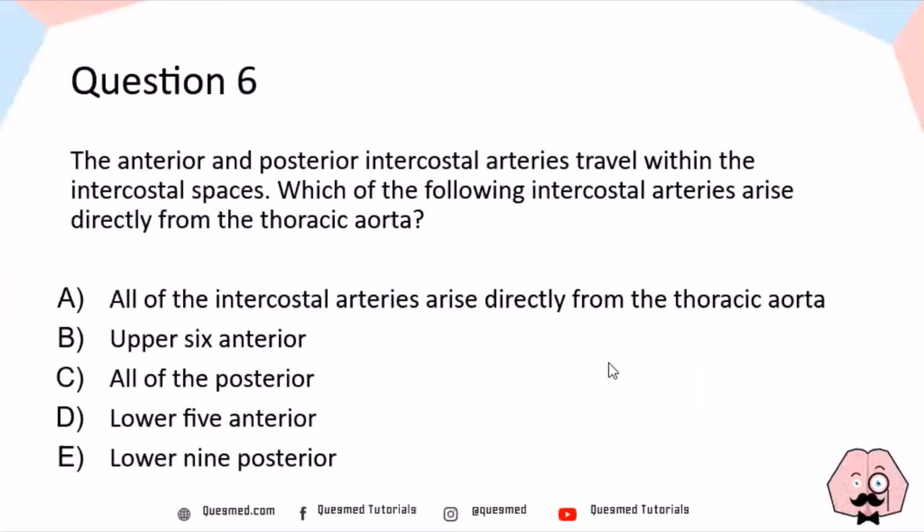This is question 6. So the question asks, how many of the intercostal arteries arise directly from the thoracic aorta? And the answer is the lower 9.